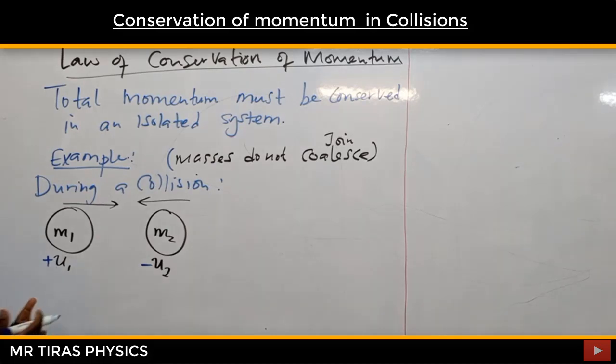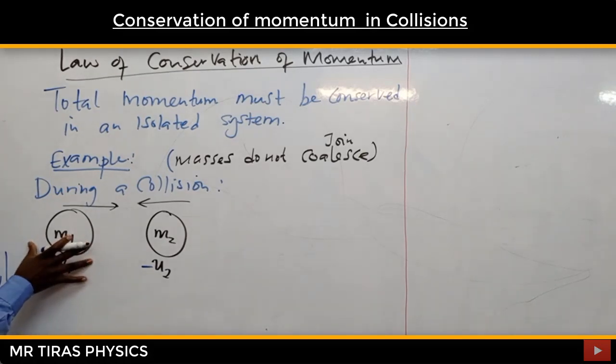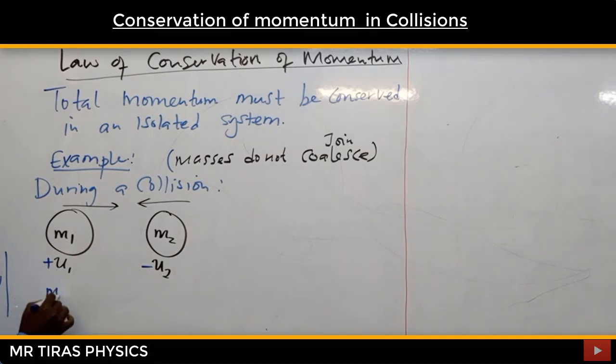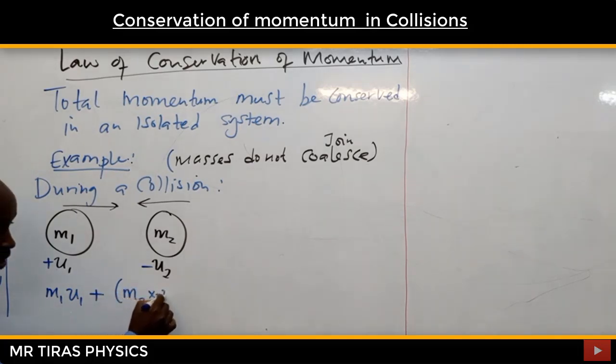So then, before collision, the total momentum will be the momentum of the first mass and the momentum of the second mass. So here we're going to have m1 u1 added to m2 times negative u2. All right, this is negative. So once we combine that, it will be m1 u1 minus m2 u2, our total momentum before collision.